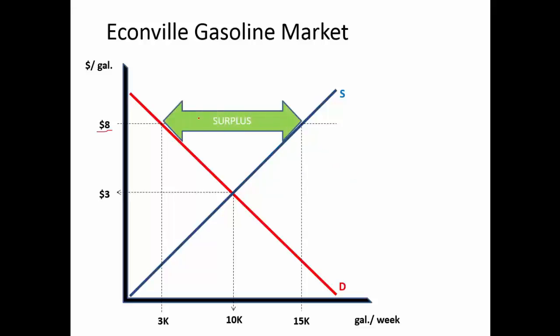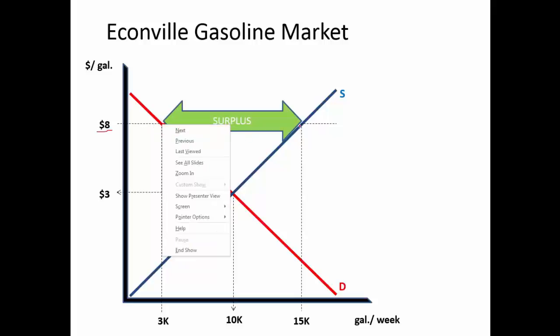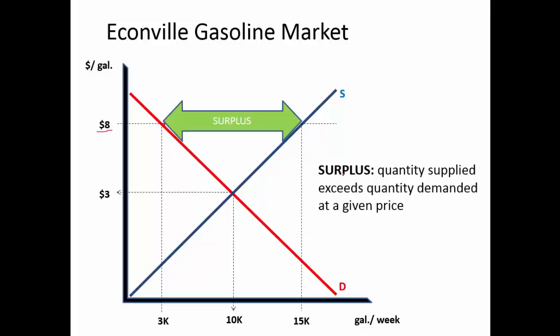But is that going to be the case? No, because the quantity bought, 3,000, is much less than the quantity sold up here at 15,000, and that gives us a surplus. Surplus is defined as quantity supplied exceeding quantity demanded at a given price. This is a key part of the definition of surplus here. At a given price, people are trying to sell more than people are willing to buy.